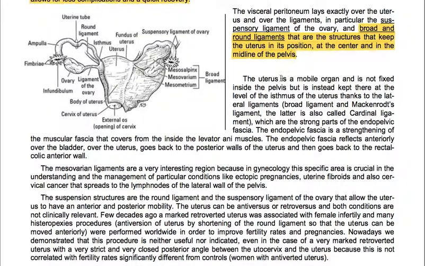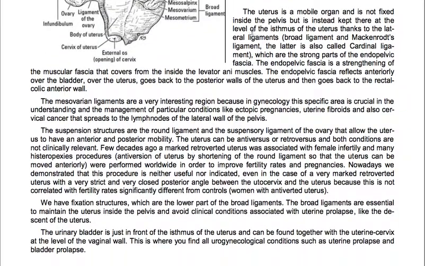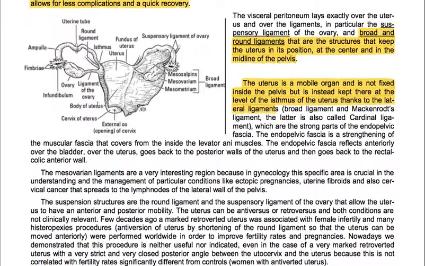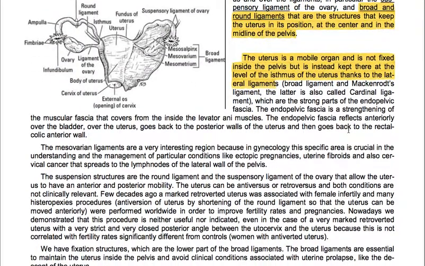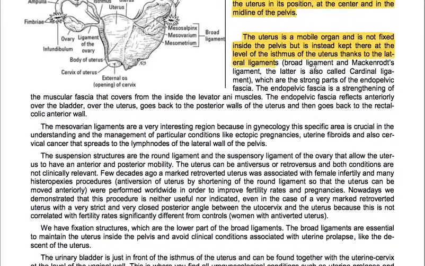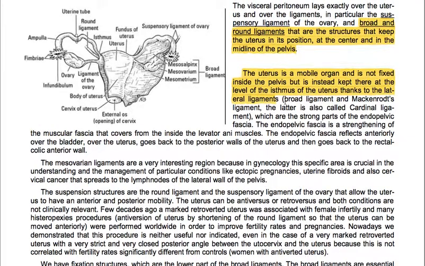In fact, the uterus is a mobile organ, it's not fixed inside the pelvis, but is kept there at the level of the isthmus of the uterus, thanks to the lateral ligaments. So we have these lateral ligaments that keep the uterus in place. These two lateral ligaments are the broad ligament and the cardinal ligament, which are strong parts of the endopelvic fascia.